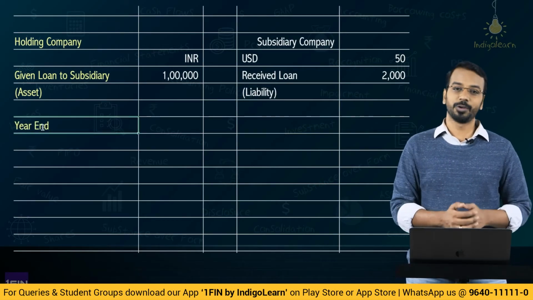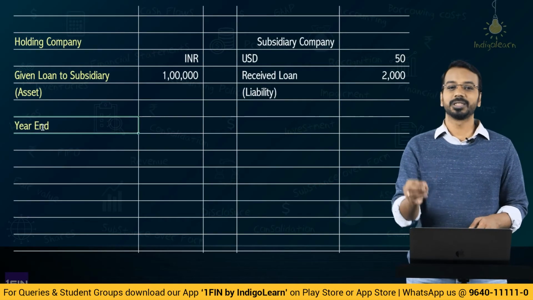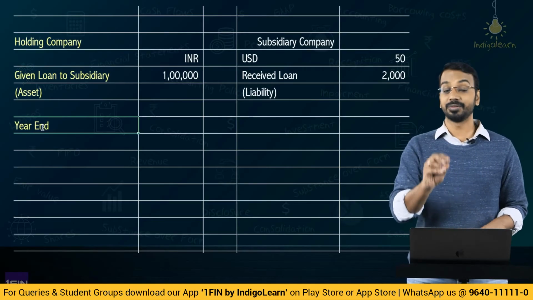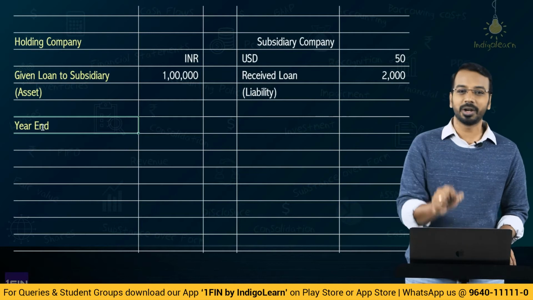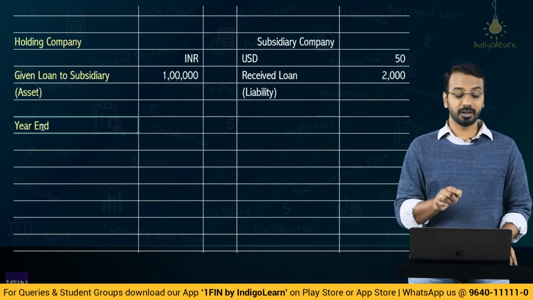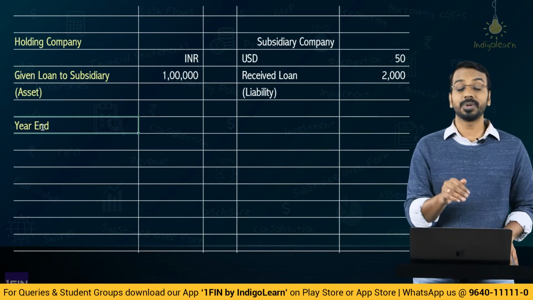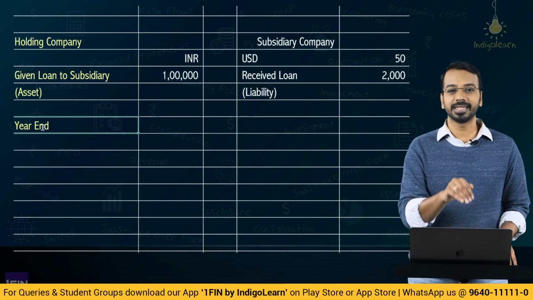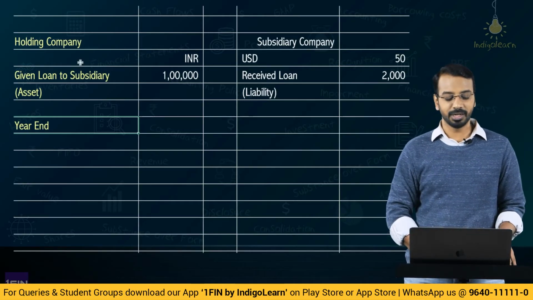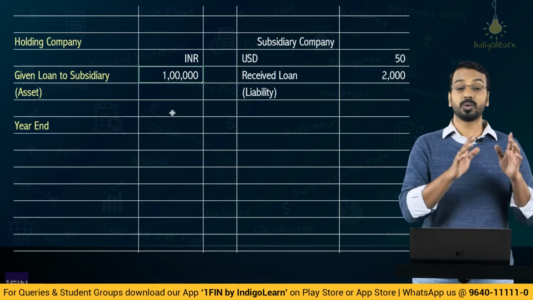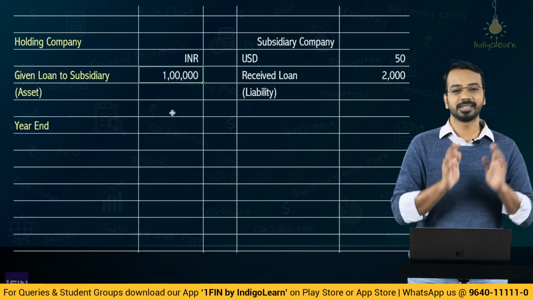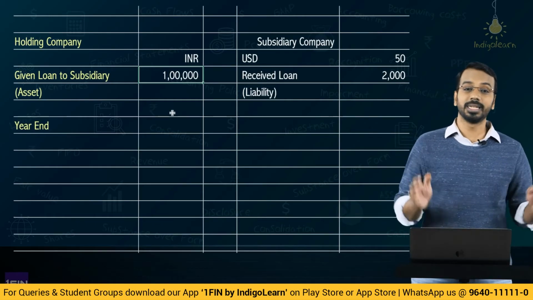Now, at year end, what do we do? The balances which are denominated in foreign currency, and if they are monetary items, we restate. So, basically, the foreign currency monetary items are restated. Now, think of it. Does the holding company have anything which is designated in foreign currency? See, they have given a loan of 1 lakh INR to the subsidiary. They have recorded it as 1 lakh INR. It is not a foreign currency transaction for them. So, they will not do any restatement.